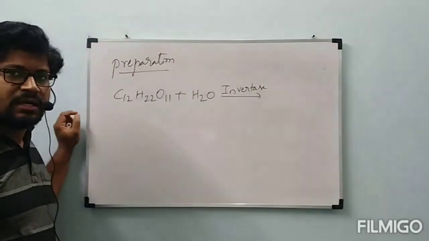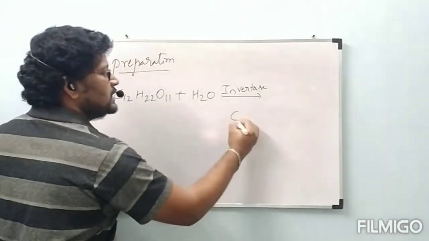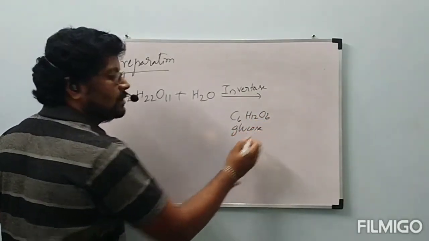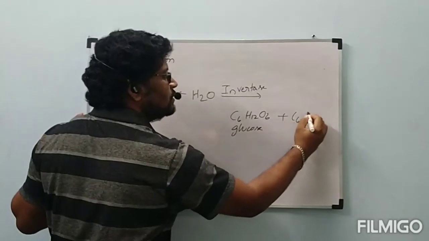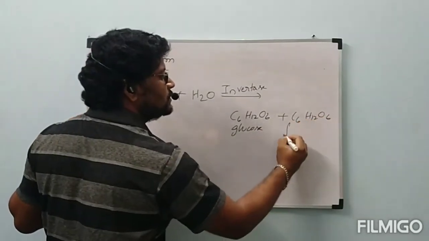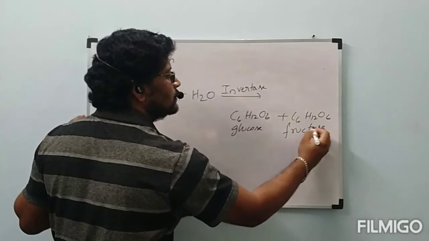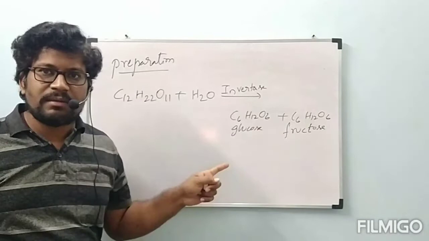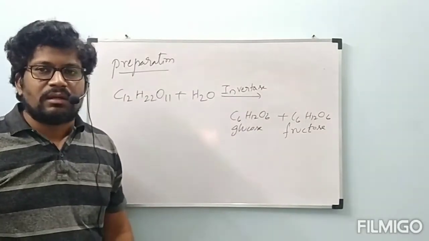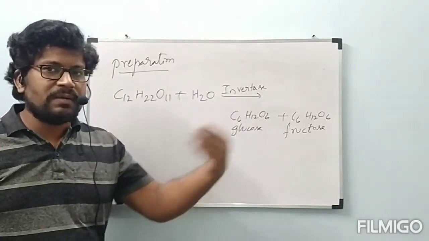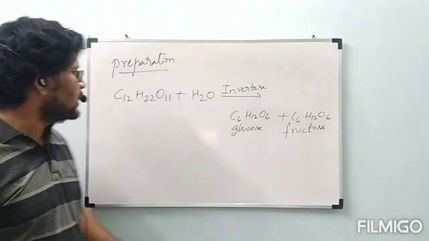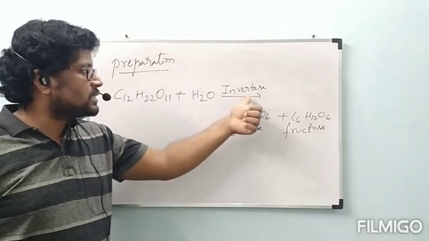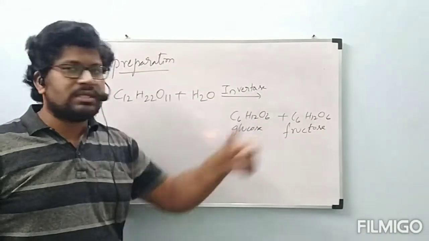In presence of an enzyme called invertase, we will get C6H12O6, which is glucose, and C6H12O6, which is fructose. Glucose and fructose have the same molecular formula, but they are isomers. They have different functional groups. That will be discussed deeply in biomolecules. Okay, now C12H22O11 will undergo hydrolysis in presence of invertase enzyme, and we will get glucose and fructose.